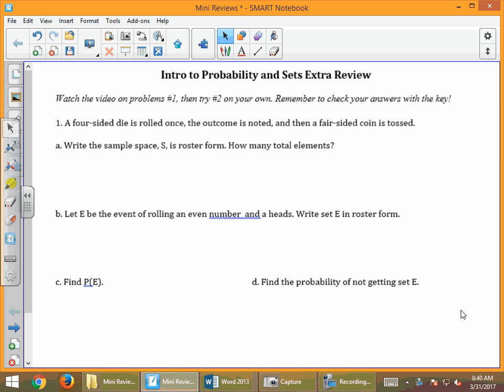In this extra review, we're going to do number 1 together, and then you're going to do number 2 on your own. They're both really similar. In number 1, a four-sided die is rolled once. The outcome is noted. Then a fair coin is tossed. In A, you want to write the sample space in roster form, and then state how many elements are in our sample space. So roster form, all that is, we named our sample space S.